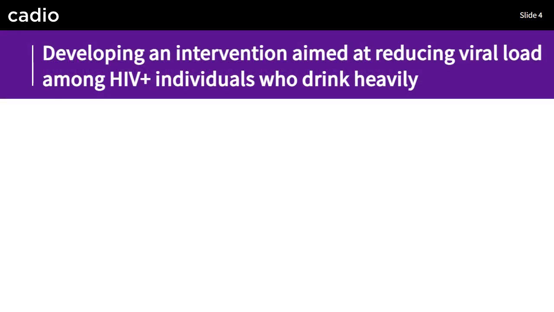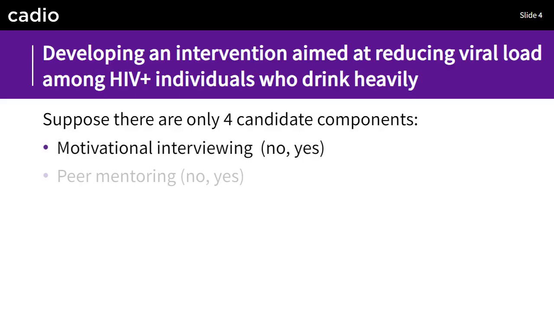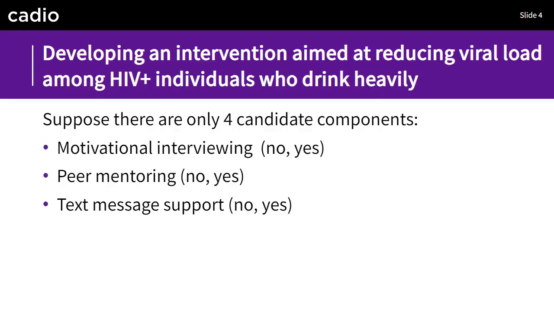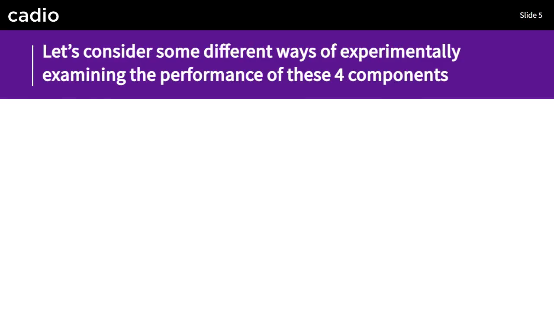Let's return to our hypothetical example where we are developing an intervention aimed at reducing viral load among HIV-positive individuals who drink heavily. For the time being, we are supposing there are only 4 candidate components, all with levels no or yes: motivational interviewing, peer mentoring, text message support, and mindfulness meditation. Let's consider some different ways of experimentally examining the performance of these 4 components.